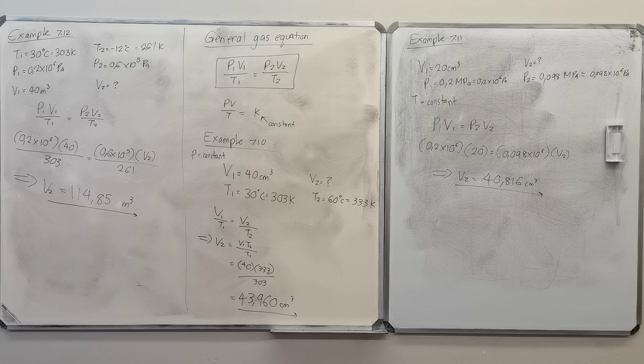Highlight that, asterisk it. It's a very important equation. Also take note of the units of everything that you are using. The units for your pressure need to be in pascals. The units of your volume need to be in meters cubed.